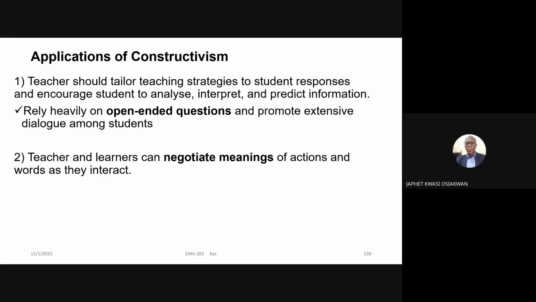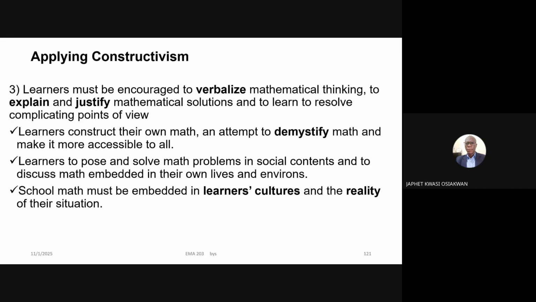So don't just go and tell them everything. You can discuss with them, put them into groups to discuss among themselves and so on. Then learners must also be encouraged to verbalize their mathematical thinking. They should explain their reasons. They should justify whatever they have and so on and so forth. Through this, you are able to identify some errors and misconceptions that your children have. If you allow them to verbalize, explain, and justify what they have, you will see that your students have some strong misconceptions.